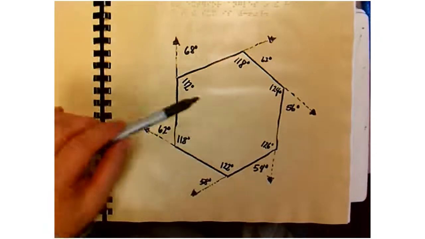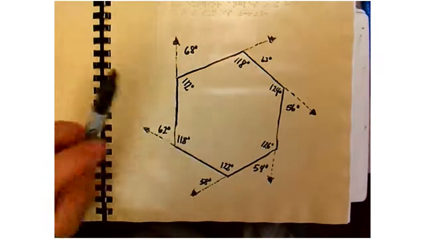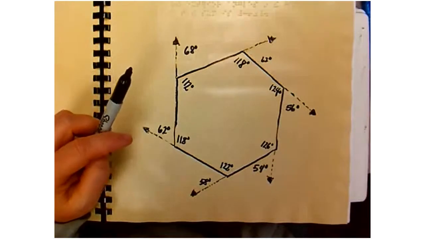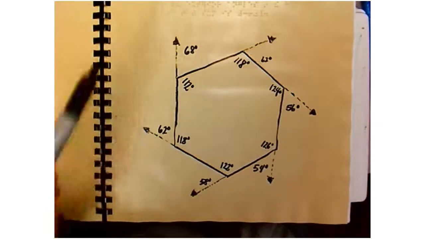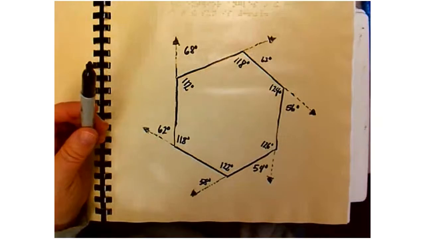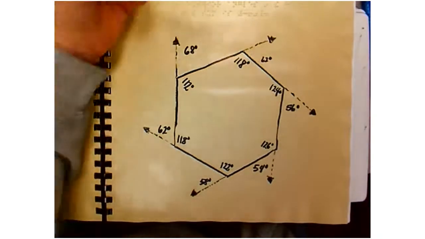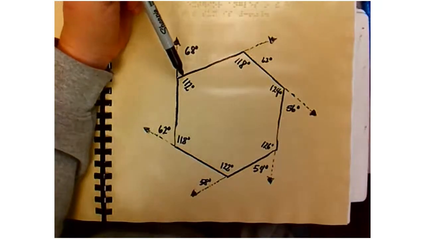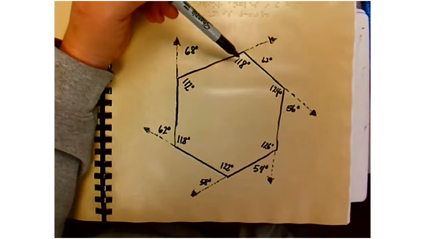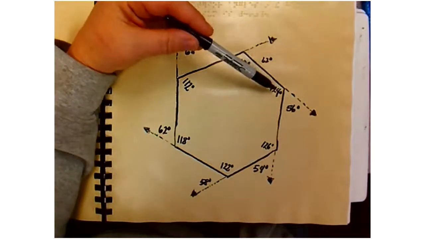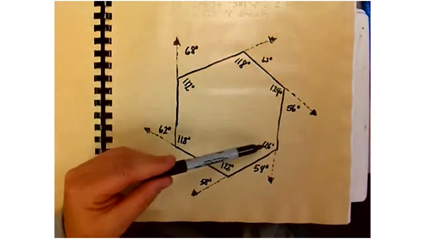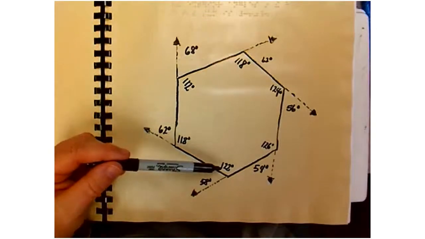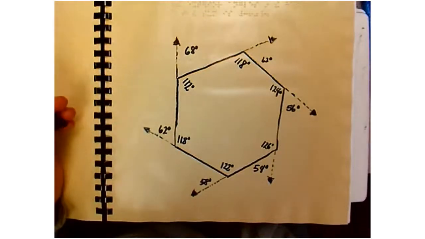All right. It's a six-sided figure, so without even knowing these measurements, what should the sum of the interior angles of a hexagon be? 720. 6 minus 2 is 4, and 4 times 180 is 720. So if we add up all of these, should we get 720? Hope so. Let's try. 112 plus 118 plus 124 plus 126 plus 122 plus 118. 720. Bingo.